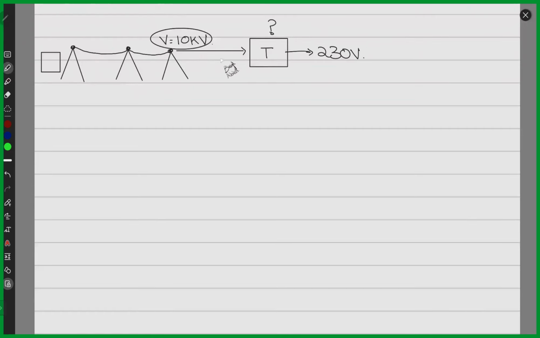Now, this happens, and then we have a transformer which steps down that voltage V, 10 kilovolts, to 230 volts. In some countries it's 230, in some countries it's 220. It depends, right? Now, this 230 volts, can you tell me which voltage is this though? Is it the peak voltage, or is it the r.m.s, root mean square voltage?